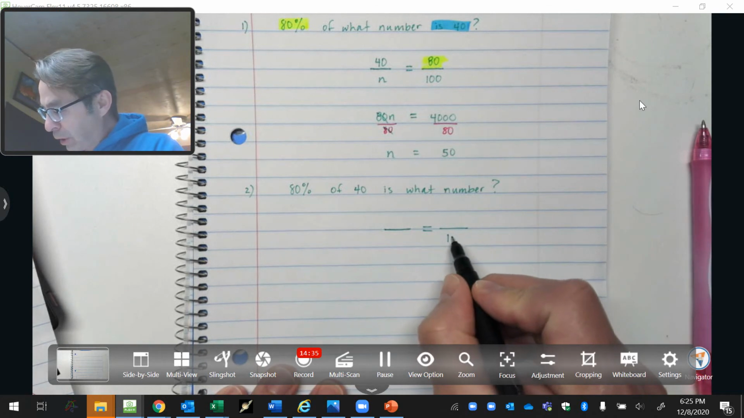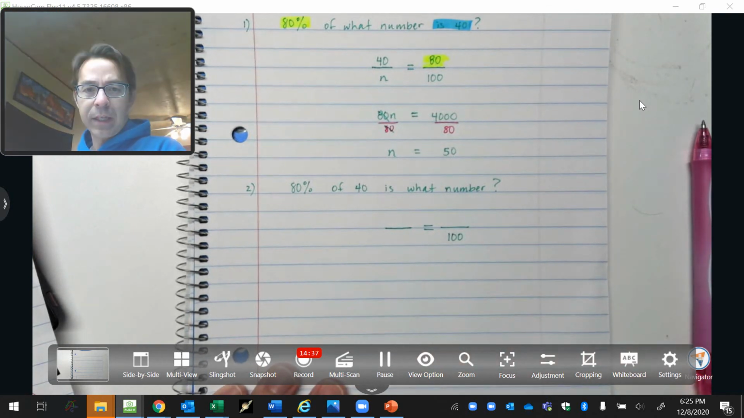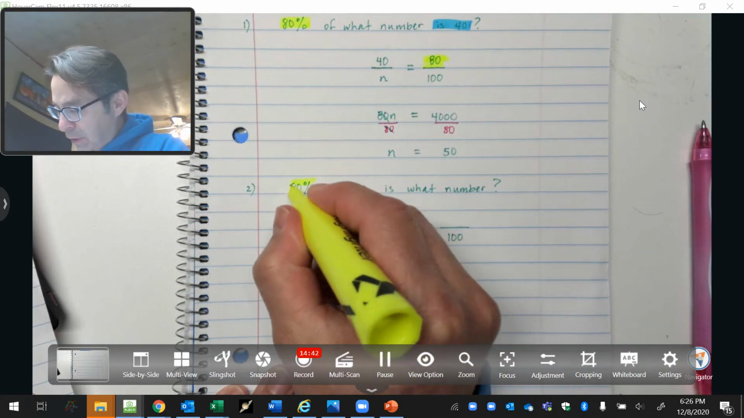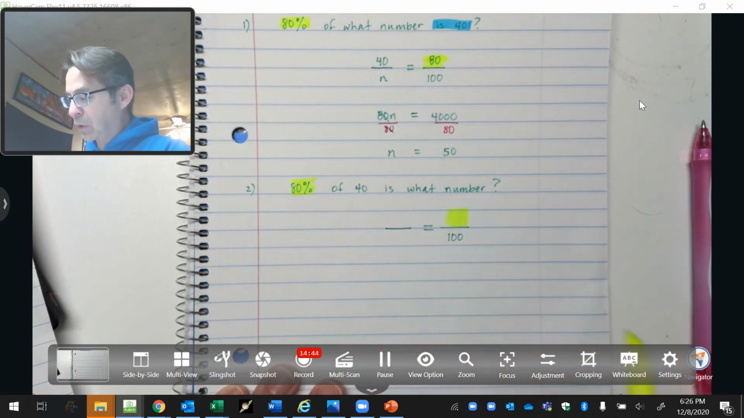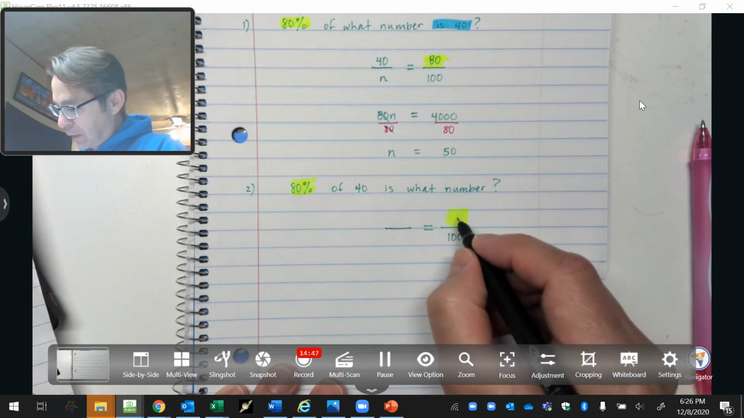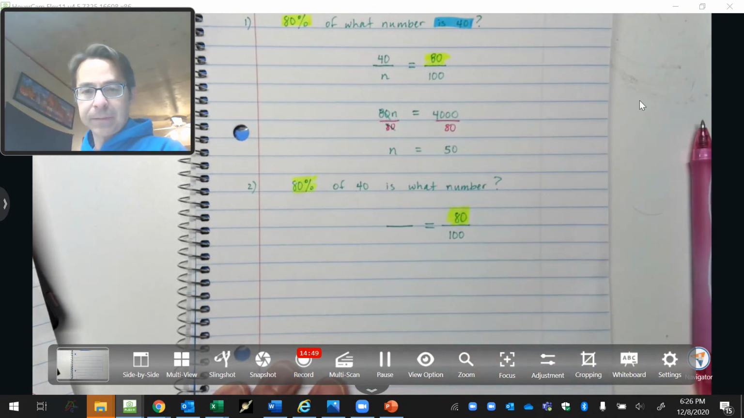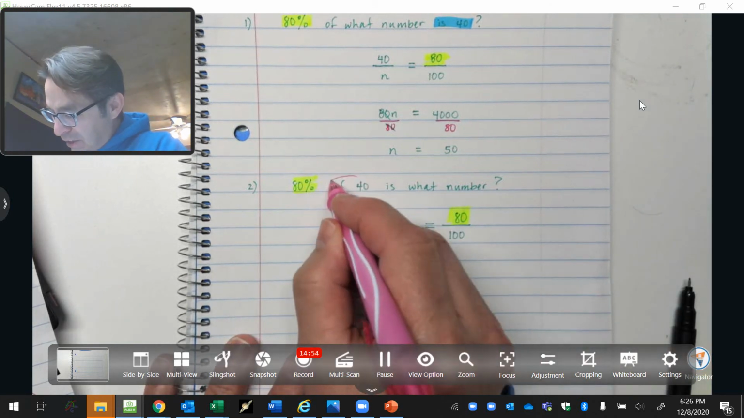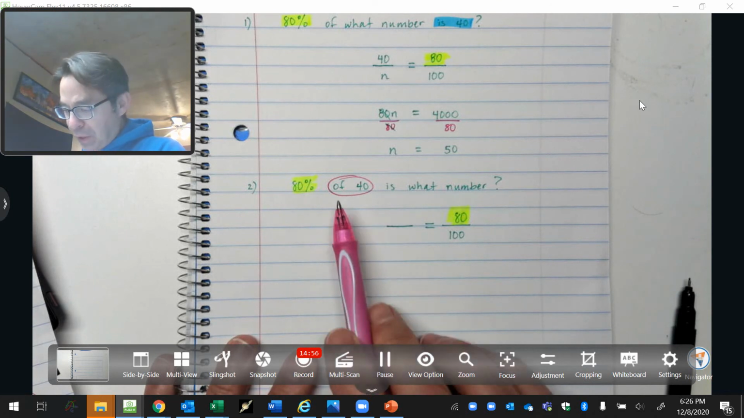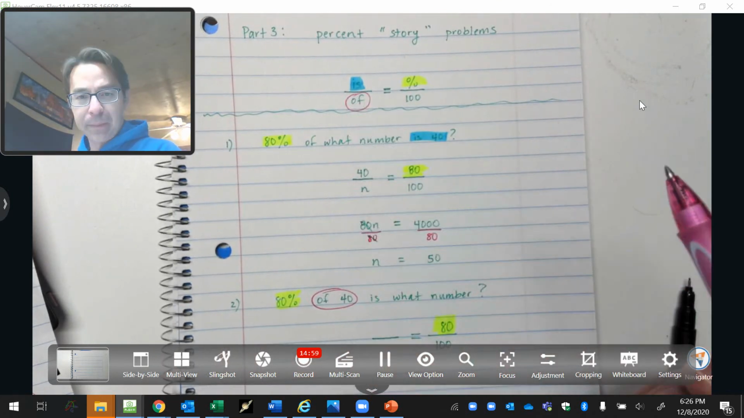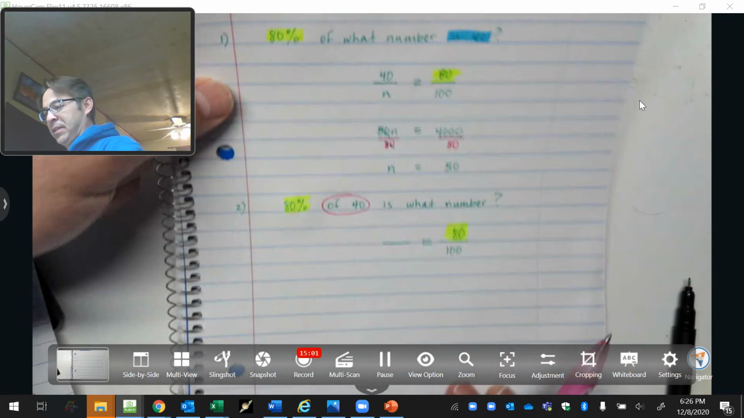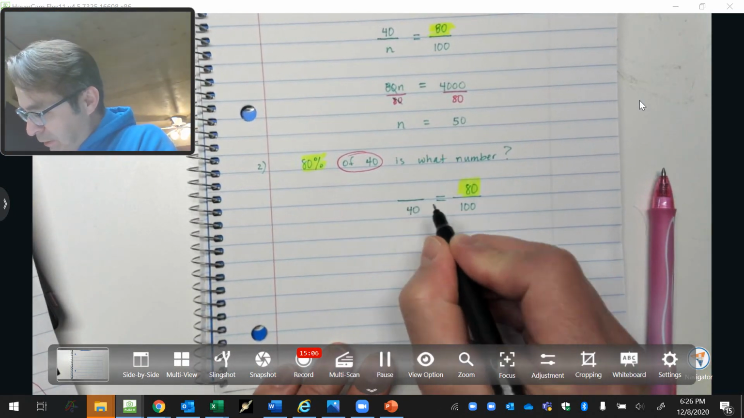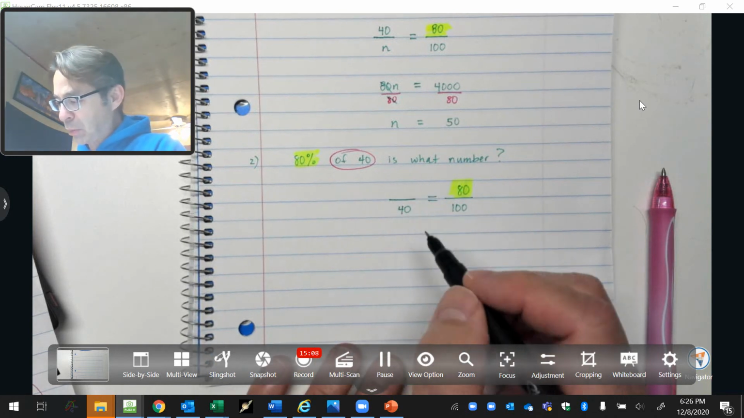100 goes on the bottom right, always. And this time, 80%, the percent number always goes right there. Now you've got a 50-50 chance. But we don't want to guess. We don't want you to guess. Of 40. The of number goes on the bottom left. So that 40 is going to go right here this time. So yes, it absolutely does matter where you put it.